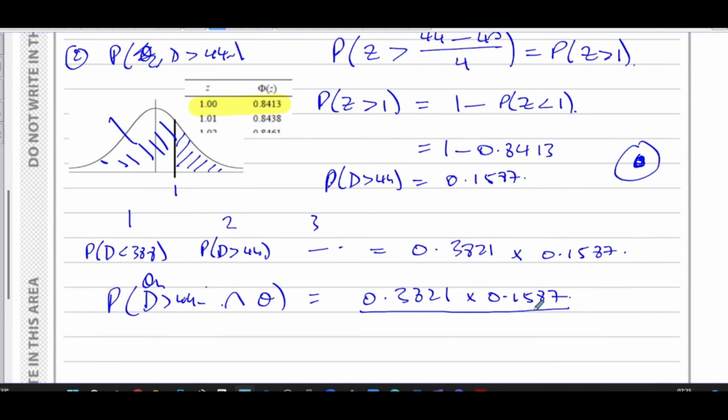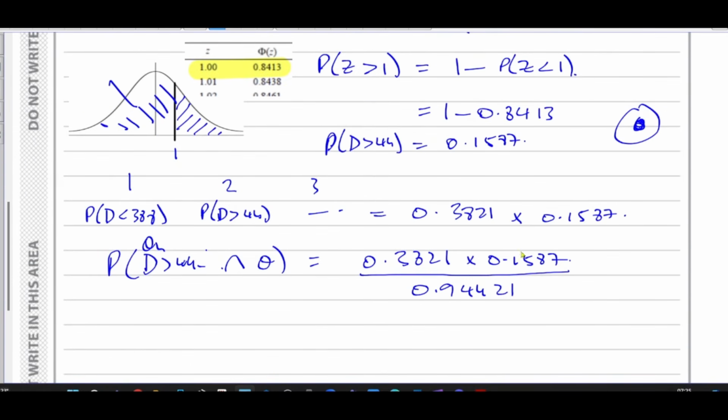So it's not just this on its own. You have to divide it by 0.94421 because it's a conditional probability, where the sample space is the fact that they qualified, not the whole thing, whether they qualified or not. It's given that they qualified. So you have to divide it by the probability that someone qualifies, and that will give you the answer. Hopefully this will be the correct answer.